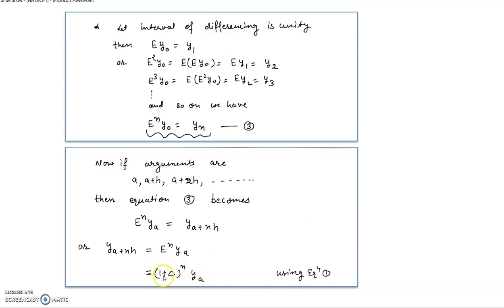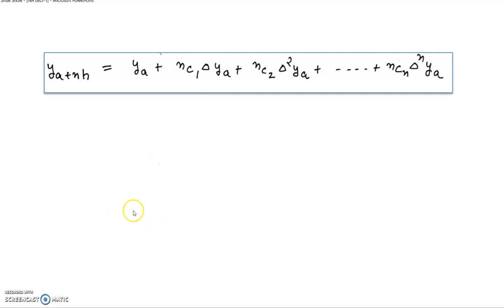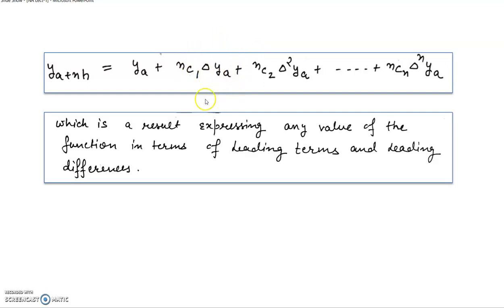Now we'll expand this (1 plus delta) raised to power n by the binomial result, like (a plus b) raised to power n. But before moving further, you have to remember this result also. This is a very important result: E raised to power n y_a is equal to y_(a plus nh). Now we'll expand this by binomial. So what is the binomial result? After expanding (1 plus delta) to power n by binomial, you will get nC0, nC1, nC2 and so on, up to nCn. So this is one result which we are going to use in our examples.